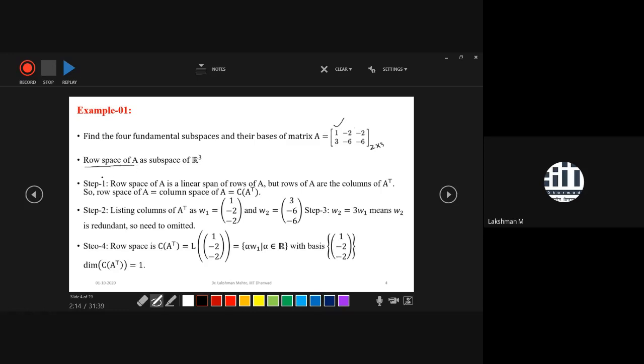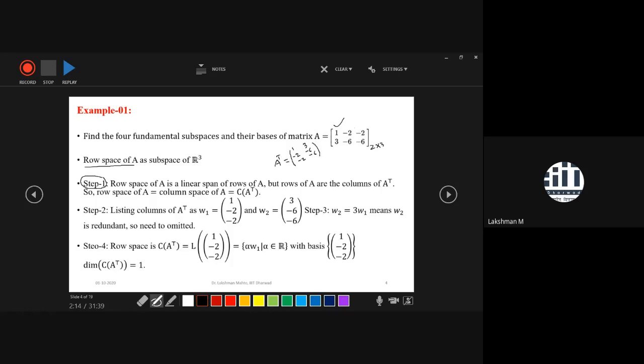What is the row space of A? In step 1, I have already described it. The row space of A happens to be the linear span of the rows of A. If you look at A transpose of this given matrix, it would be a 3 by 2 matrix. That means the rows of A become the columns of A transpose. The first column of A transpose would be 1, minus 2, and the second column would be 3, minus 6, and minus 6. This is A transpose.